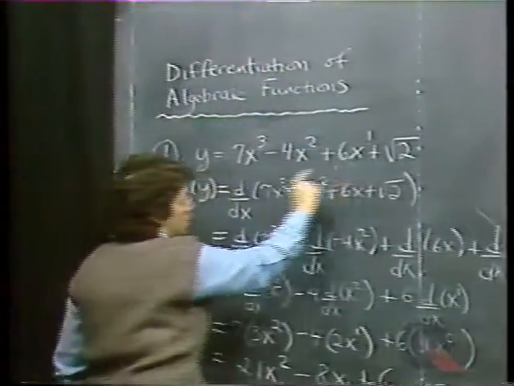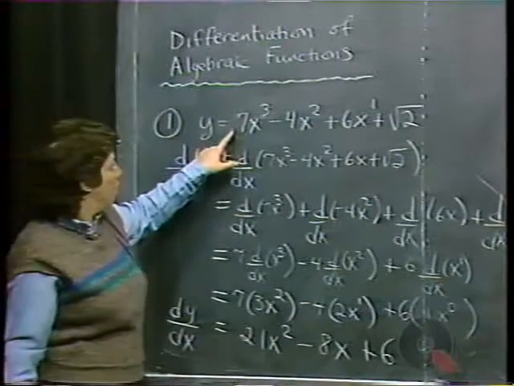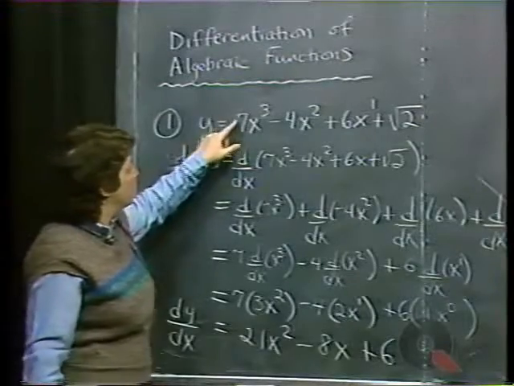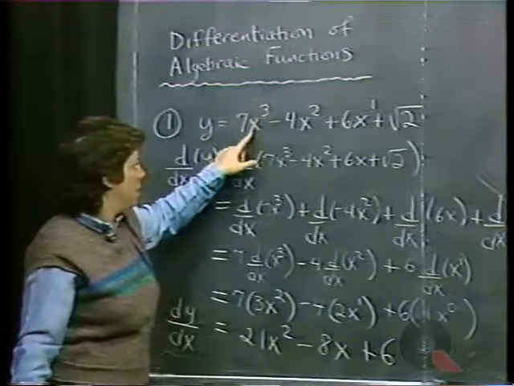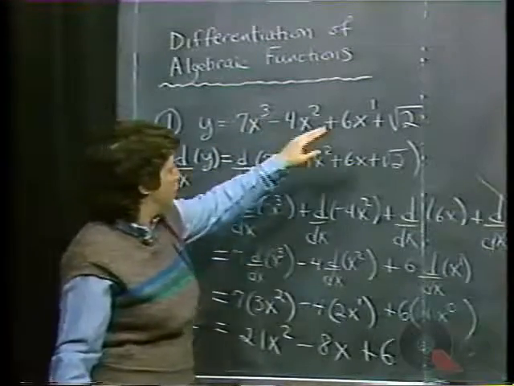Okay, let's go back over here and see. We started off with this polynomial, and we were able to figure out its derivative by saying, in each case, it was the constant times the power, 7 times 3, x to the 1 less power, 21x squared, minus 8x plus 6.